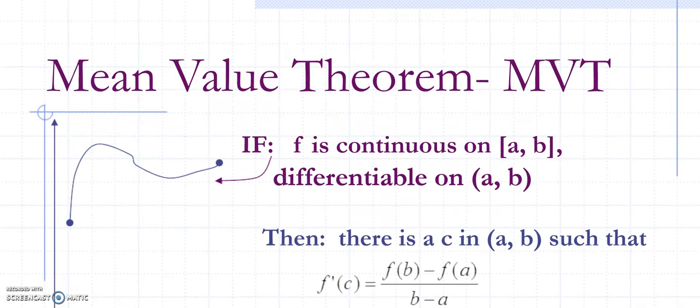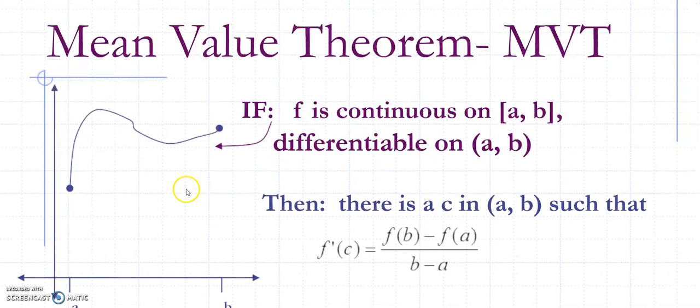So the mean value theorem says that if f is continuous on the closed interval [a, b] and differentiable on the open interval (a, b), so that's how Rolle's theorem started, then there is a value c in the open interval (a, b) such that f prime of c equals f of b minus f of a over b minus a. What's this? Well, again, that is slope. And what does f prime of c represent? That represents the slope at some point c.